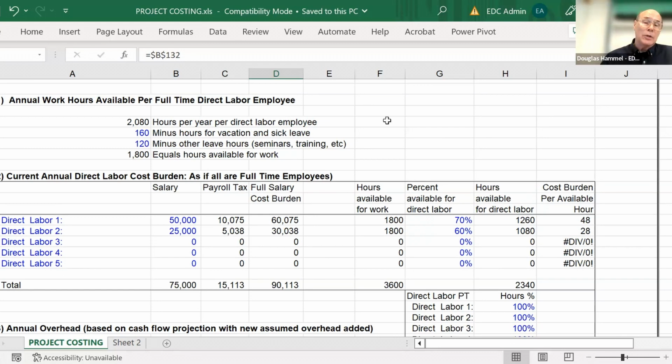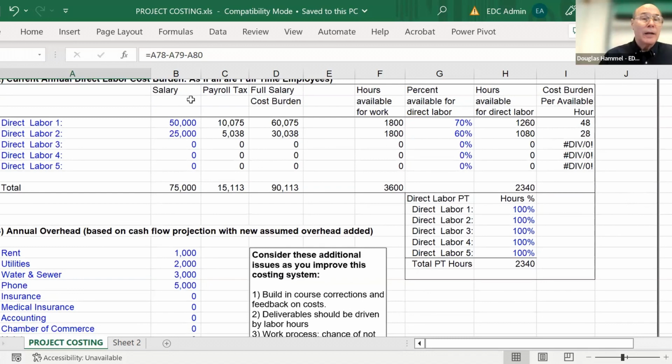But we have to reduce those hours because all those hours cannot be applied to a job. So let's start with the standard 2,080 hours for a person, but we're going to take out vacation time, sick leave, time for seminars, trainings, all of that, and we get down to a starting place of 1,800 hours that are actually available for work.